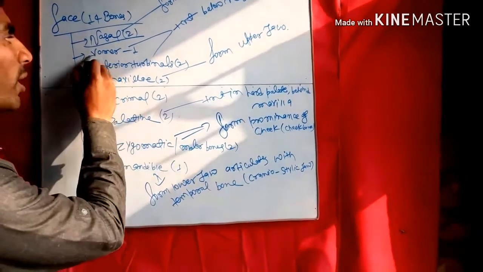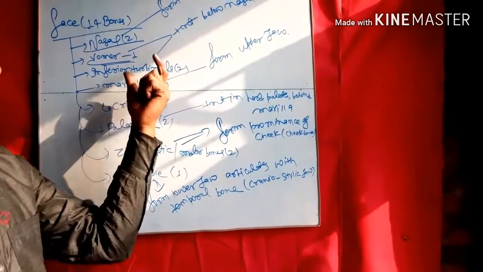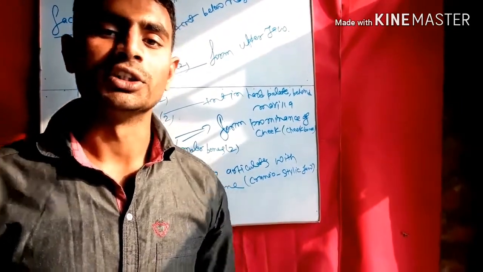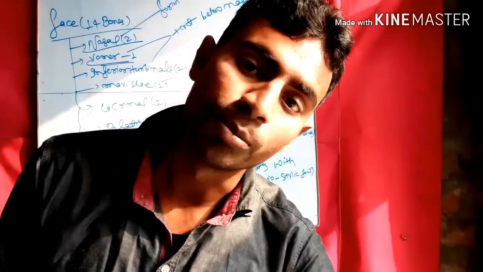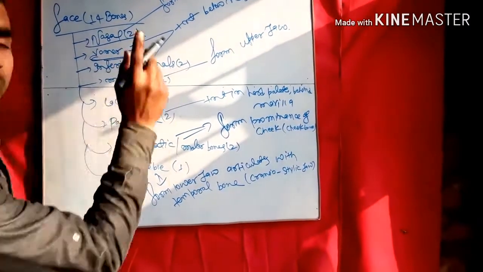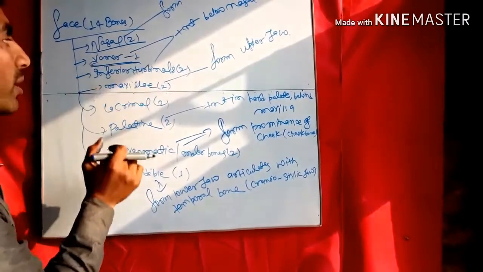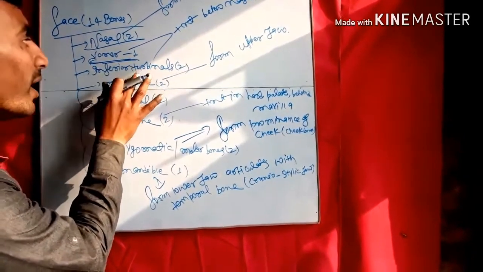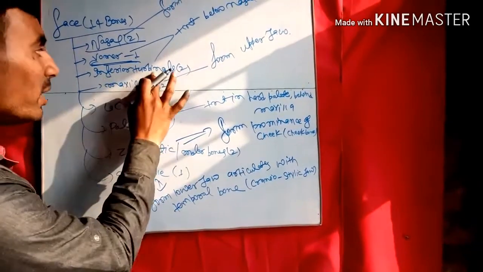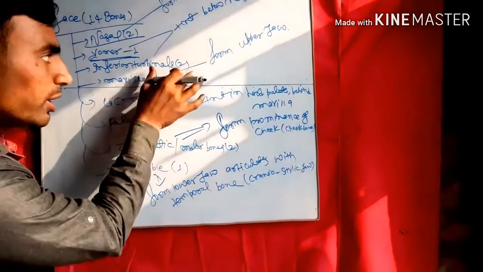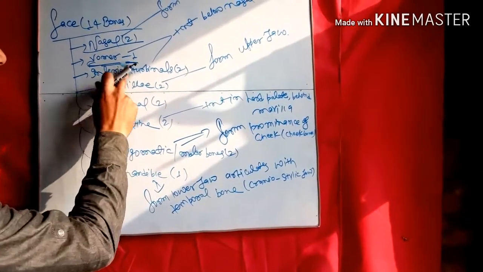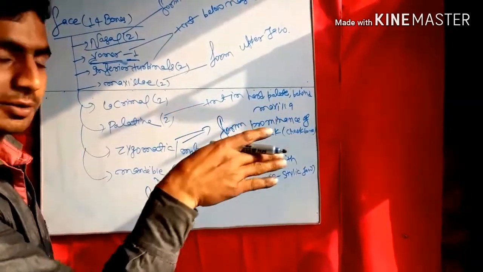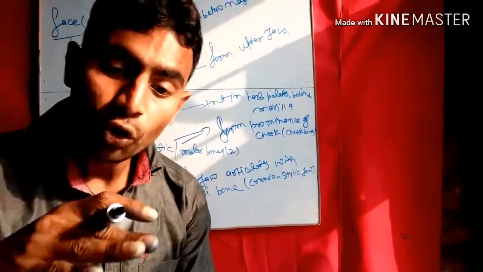Okay. The vomer is present below the nasal bone. Nasal means nose, so the vomer is present below the nasal bone, and its number is 1. Not only the vomer, but also the inferior turbinates, whose number is 2. Vomer's number is 1, and inferior turbinate bones' number is 2. The vomer and inferior turbinates are the names of the bones present below the nasal bone.